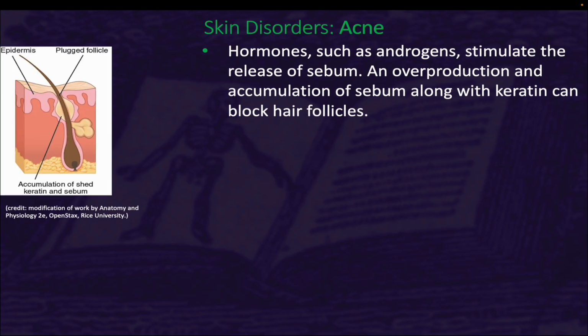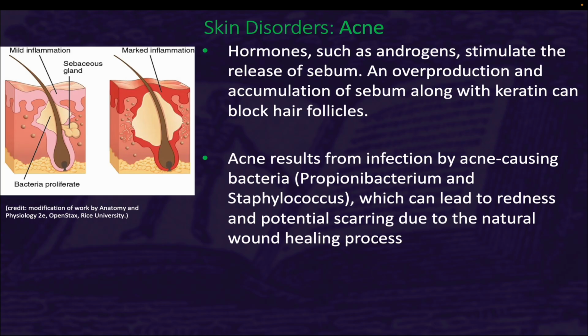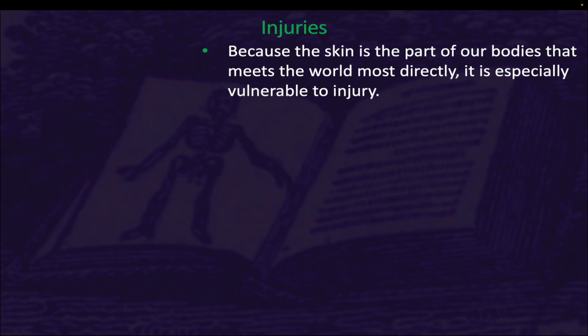Hormones such as androgens stimulate the release of sebum, and overproduction and accumulation of sebum along with keratin can block hair follicles. Acne results from infection by acne-causing bacteria, which can lead to redness and potential scarring due to the natural wound healing process. Because the skin is the part of our bodies that meets the world most directly, it is especially vulnerable to injury.